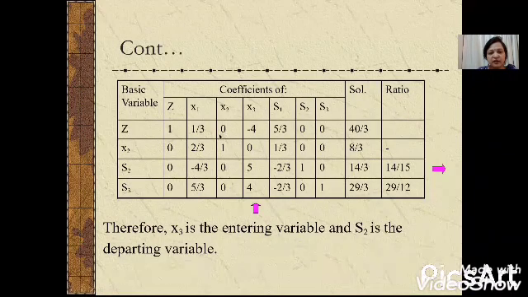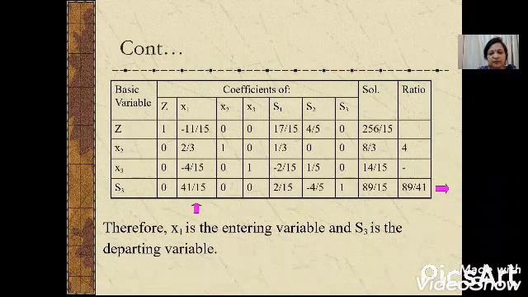Now here we can see that the coefficient of x3 is most negative. So x3 is the entering variable, and corresponding to this, when we obtain the ratio of the solution column to the x3 column, we get that the ratio corresponding to S2 is minimum. So S2 is the departing variable. Again, applying the same operations, we get this table.